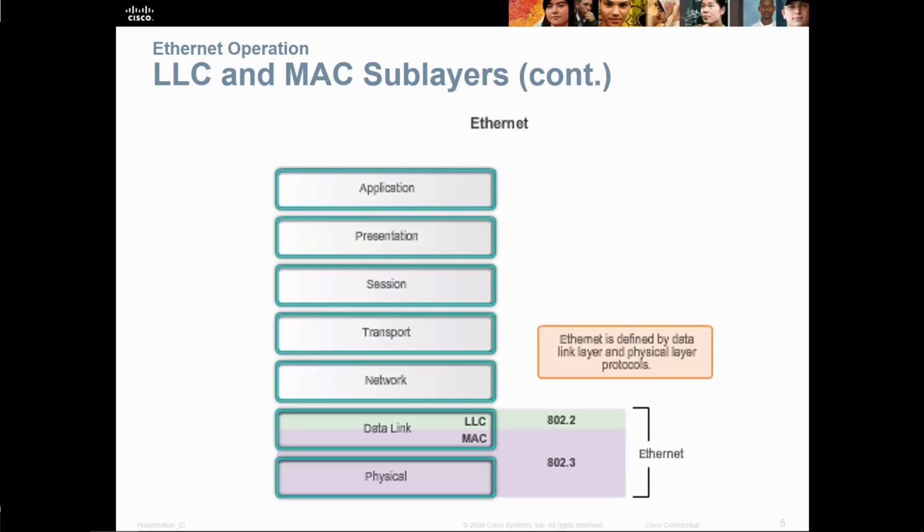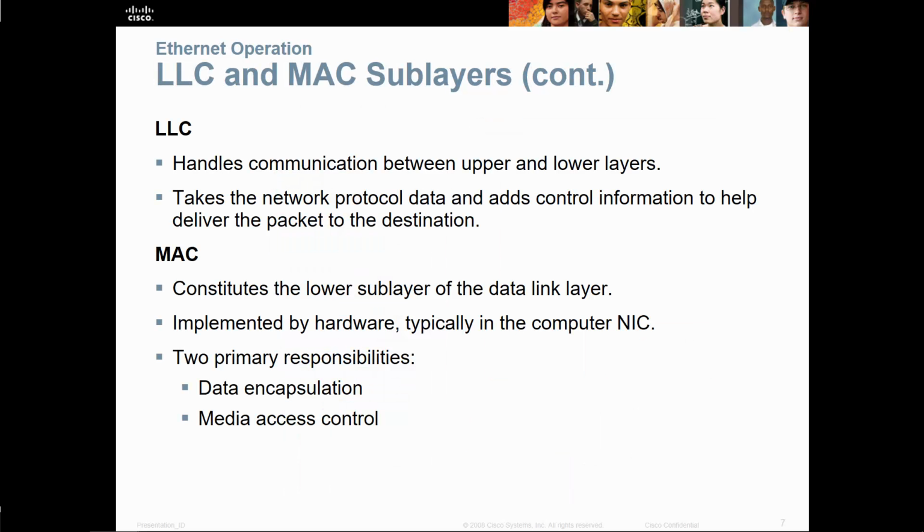In the graphical representation, again, 802.3 operates at the lower half of the data link layer, the MAC sublayer, and at the physical layer. So, two sublayers, what does that mean? The first sublayer, the LLC, handles communication between the upper and lower layers. It takes network protocol data and adds controlling information to help deliver packets or frames to the destination, because again, we're dealing at layer 2, so we're not dealing with packets, we're dealing with frames.